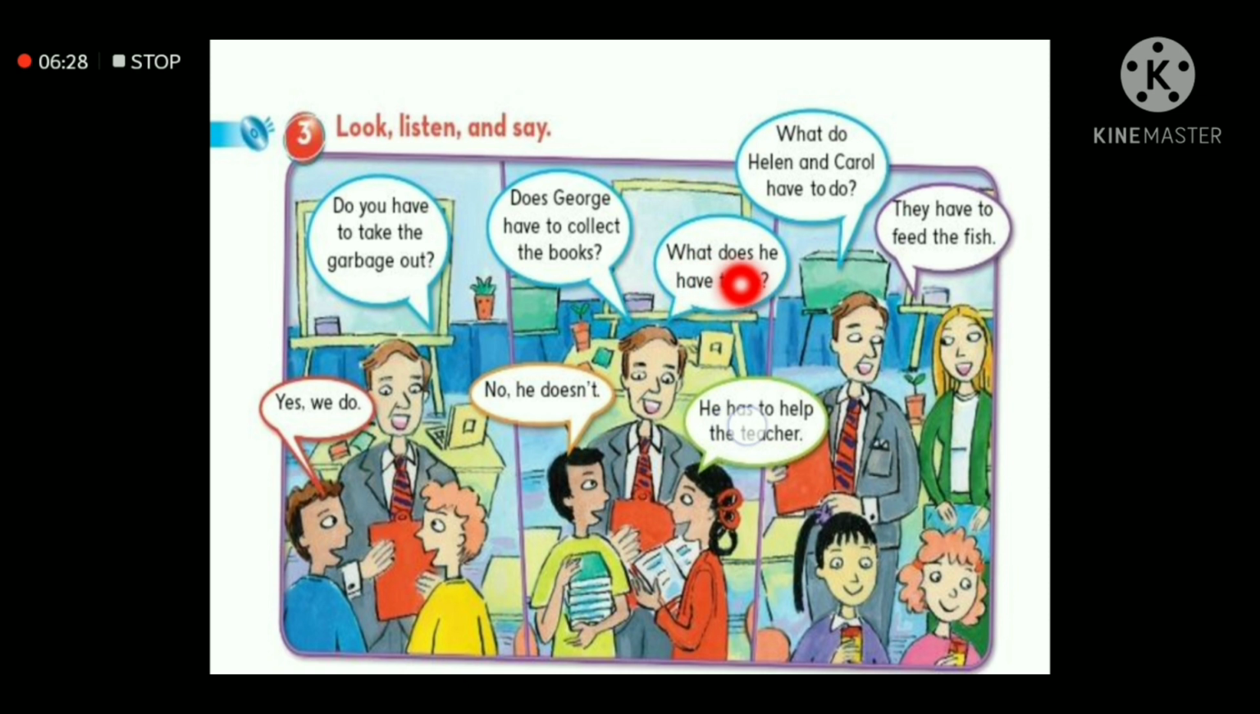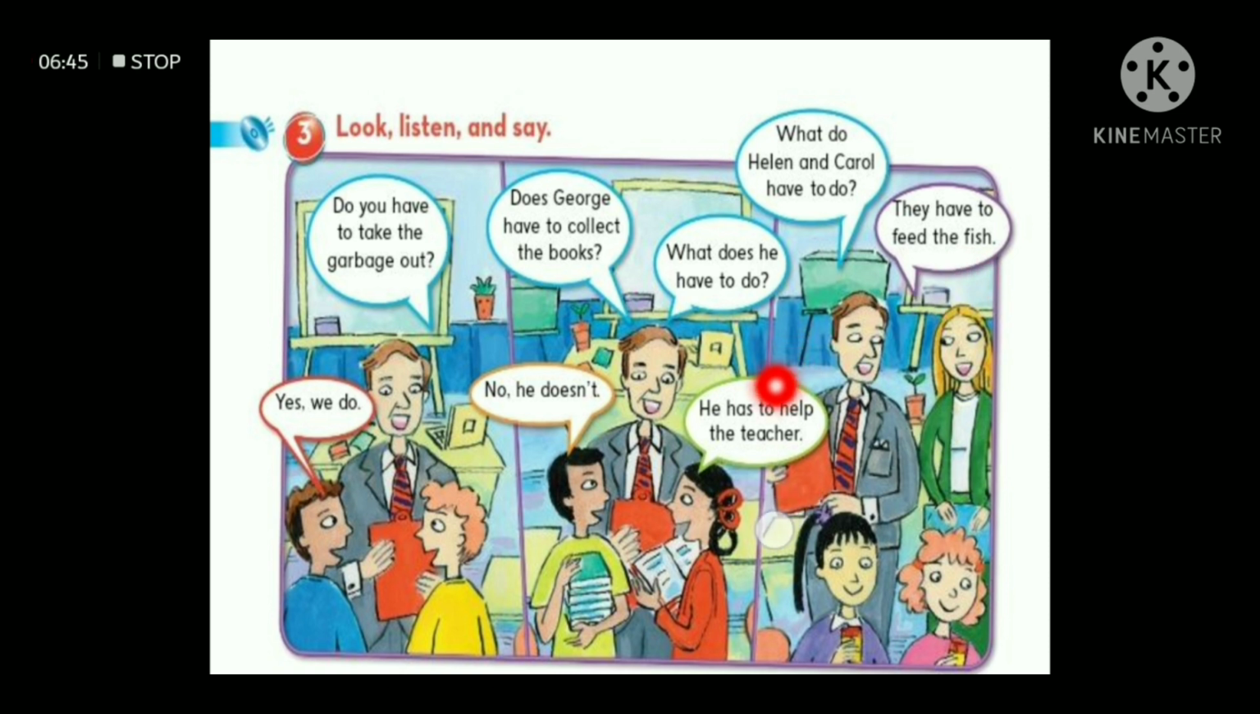What does he have to do? He has to help the teacher. What do Helen and Carol have to do? They have to feed the fish.